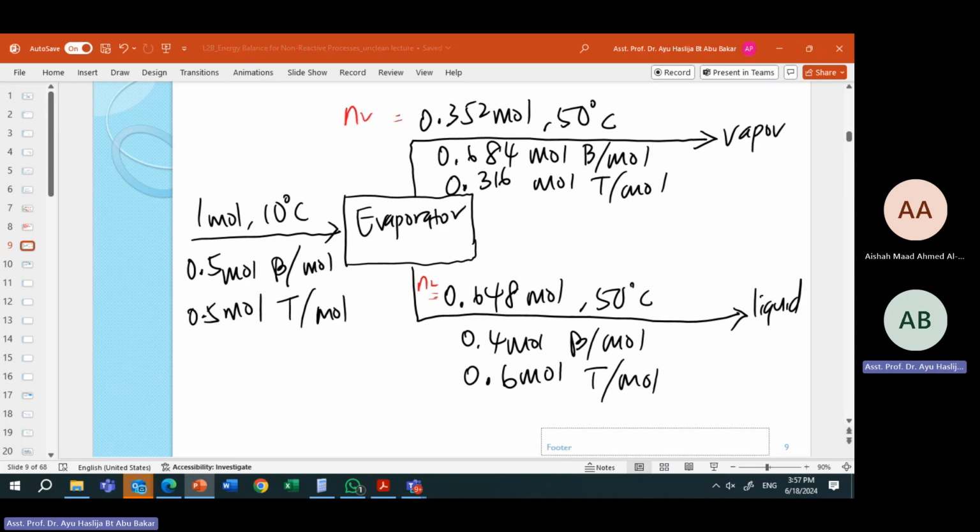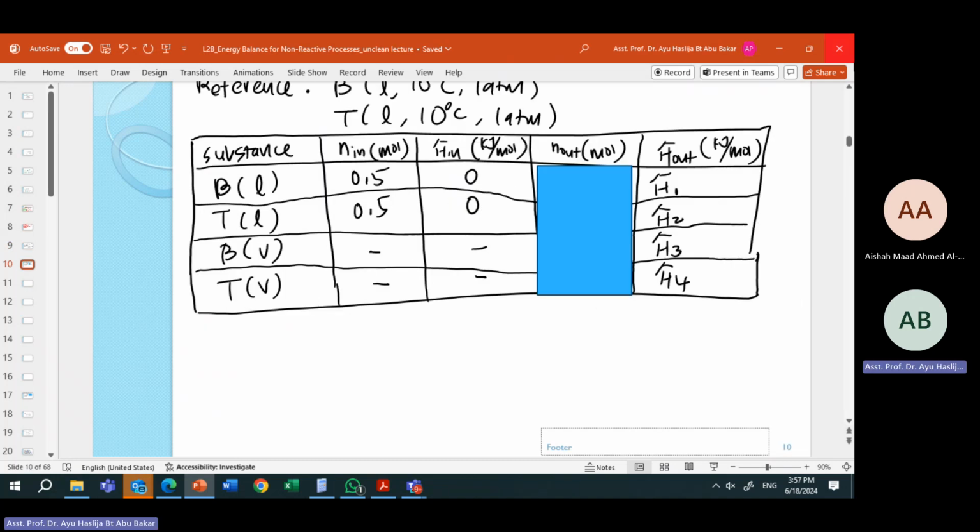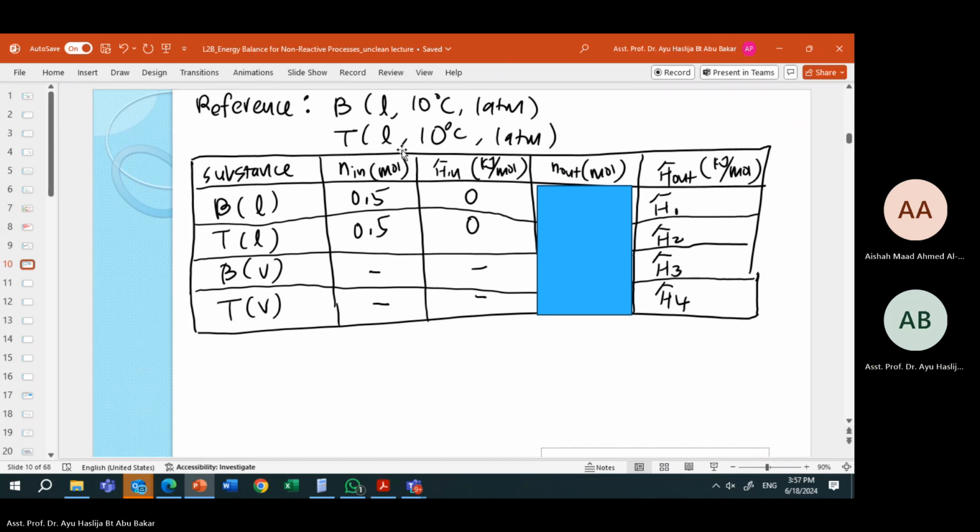Now to proceed with energy balance, again we repeat the same step. Find the reference state. In this example, it used the benzene and toluene at the inlet as the reference. You can choose your own, but to make it easier, it's better to use the inlet. So construct the enthalpy table for inlet and outlet.